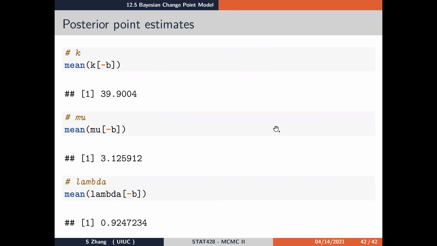Let's also take a look at the post-burn-in posterior point estimates of the parameters. We can take the mean of the k's, tossing away the first 5,000 iterations, and that's somewhere around 40, indicating that the change point estimated using the Bayesian framework is around 40. From year 40, the rate of explosions has changed. The posterior mean estimate for mu, which is the pre-change Poisson rate, is 3.12. And then post-change, the Poisson distribution mean estimate is 0.92.